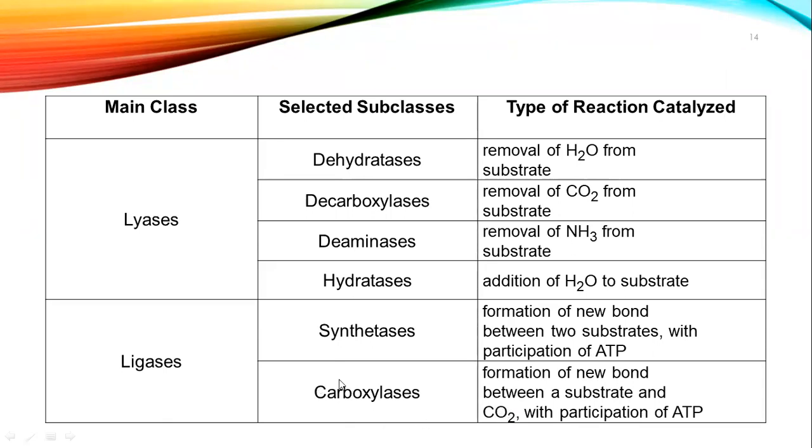And if you want to form a new bond between a substrate and CO2, again with the participation of ATP, you have the carboxylase. Carboxylases is the plural. So you form a new bond, but this time with carbon dioxide. So for formation of a new bond, you have the synthetase and carboxylase, and again, these two belong to the main class ligase. You notice that for this kind of reaction in biological systems, they usually involve ATP, or adenosine triphosphate.